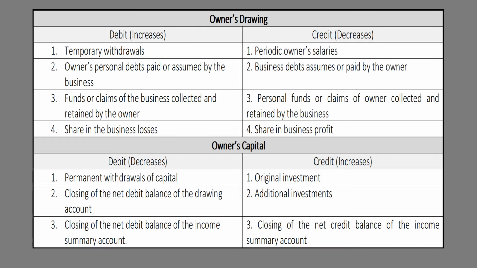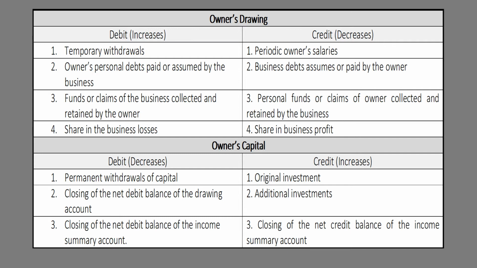Kailan naman siya magdi-decrease? When we have the periodic owner salaries. Ibig sabihin, sumeldo si owner sa kanyang sariling business. Next one, business debts assumed or paid by the owner. So, ibig sabihin, si business ang may utang na nagbayad naman ay si owner. Then, personal funds or claims of owner collected and retained by the business. And then, it will also decrease kapag merong share sa business profit.